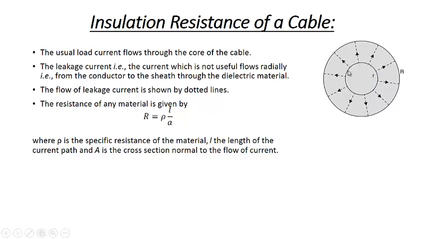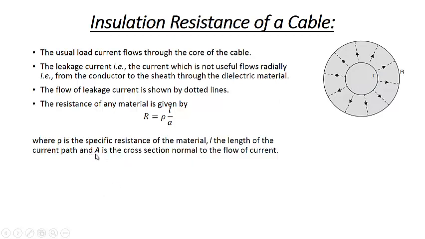Because if the conductor is this, its area is pi r square. This is small r, pi into small r square. So the usual area for the load current will be pi into small r square. But here the area will be the curved surface area of this conductor, because the current faces that much area, not this conductor cross section area.